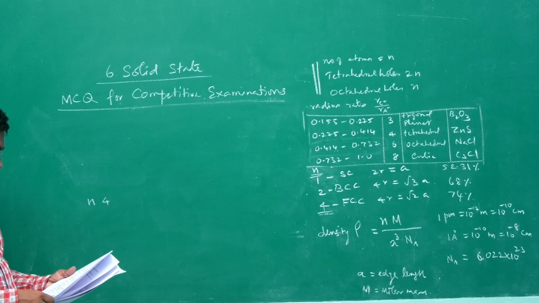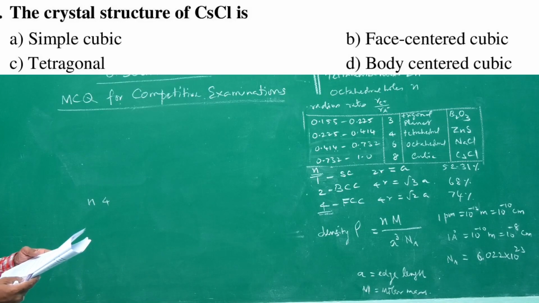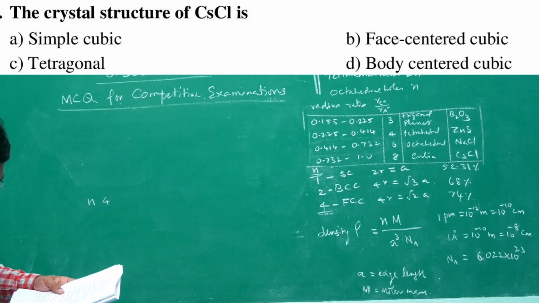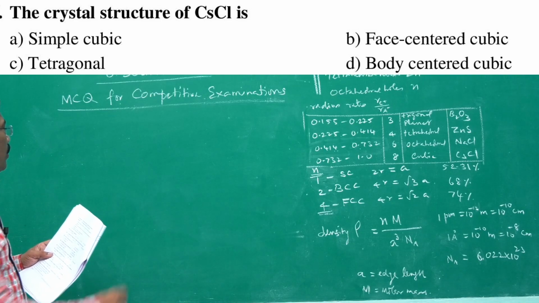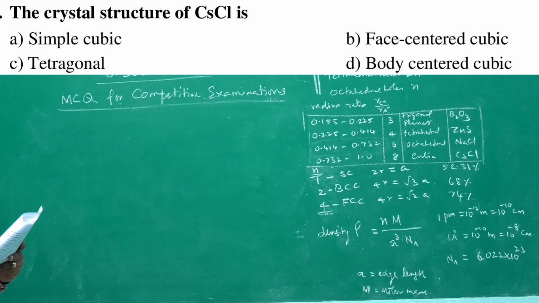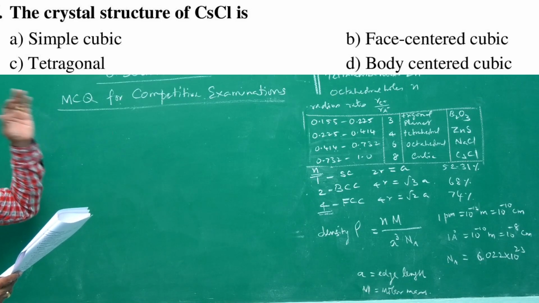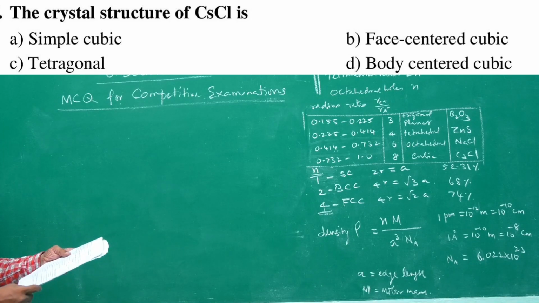The next question. The crystal structure of CsCl, cesium chloride, is body centered cubic. At the center of the body, if we have a cesium, at 8 corners we will be having 8 chlorine. So 1 cesium, 1 chlorine for 1 unit cell, therefore 1 molecule. It is a body centered arrangement.